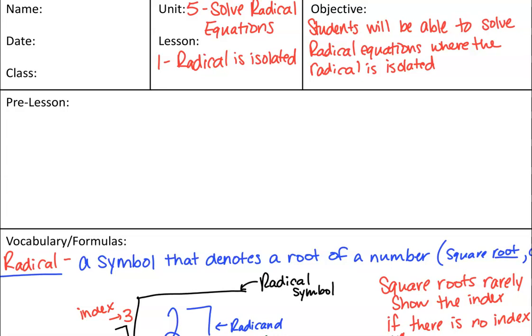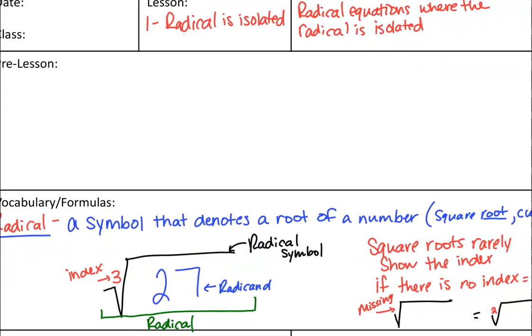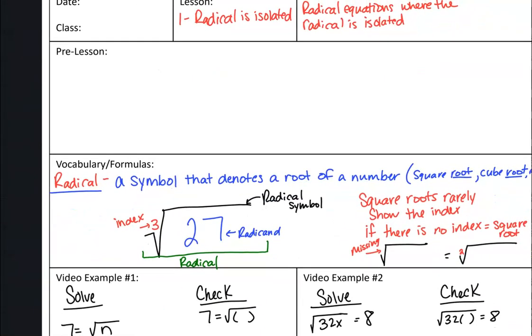Hello mathematicians, today we are going to be talking about solving radical equations when the radical is isolated. So at the end of this lesson, you'll be able to solve radical equations when the radical is isolated.